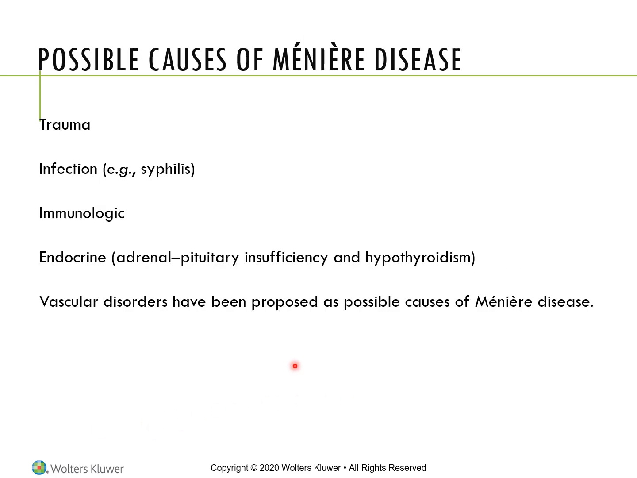Meniere's disease has several possible causes. It can be caused by trauma to the ear or the head. It can also be caused by infections like syphilis. It may be an immunologic cause where there's inflammation that causes damage to the inner ear. It can be caused by endocrine dysfunction like adrenal or pituitary insufficiency or hypothyroidism. And it can also be caused by vascular disorders that interrupt blood flow to the inner ear.